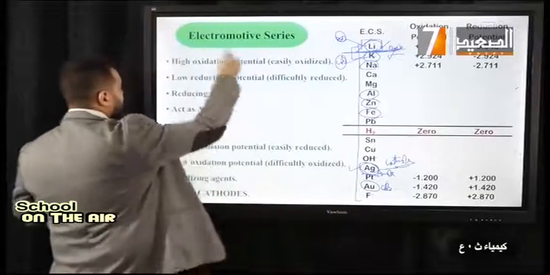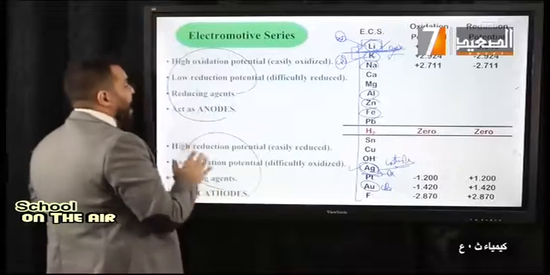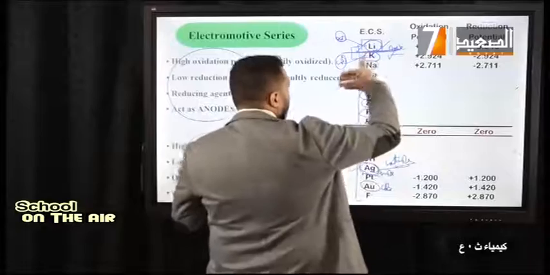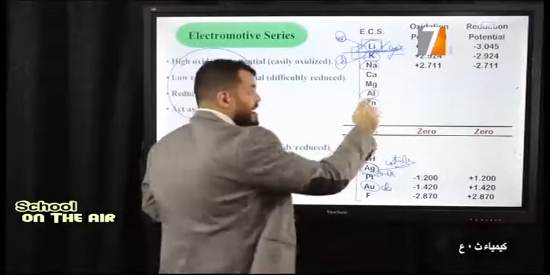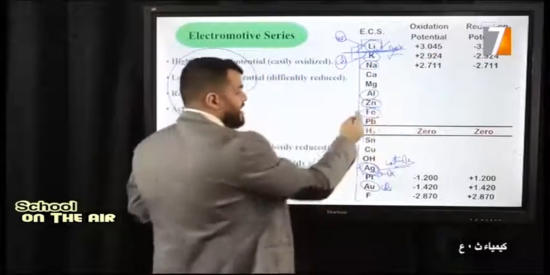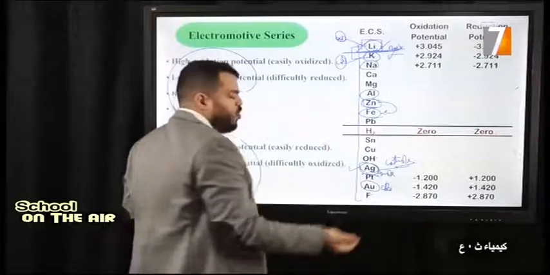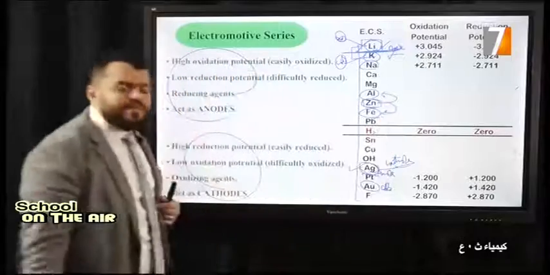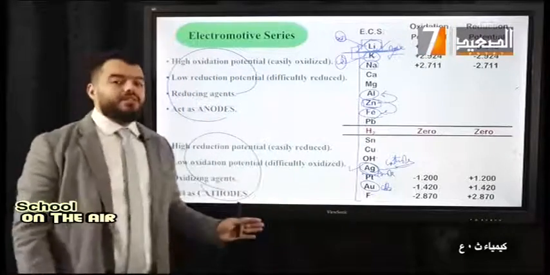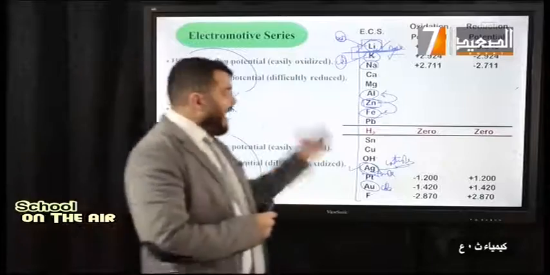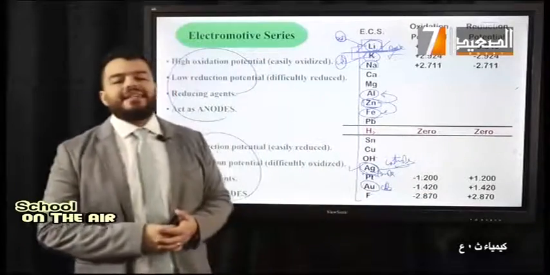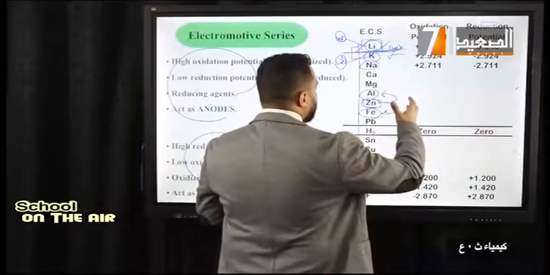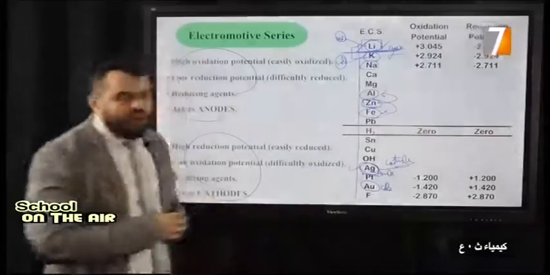So all those properties can be applied to two elements which are above the hydrogen and which are below the hydrogen. So zinc can act as anode when it is connected to iron, and zinc can act as cathode when it is connected to aluminium. So any element in the electrochemical series can act as anode and can act as cathode, because every element has an oxidation potential and a reduction potential.